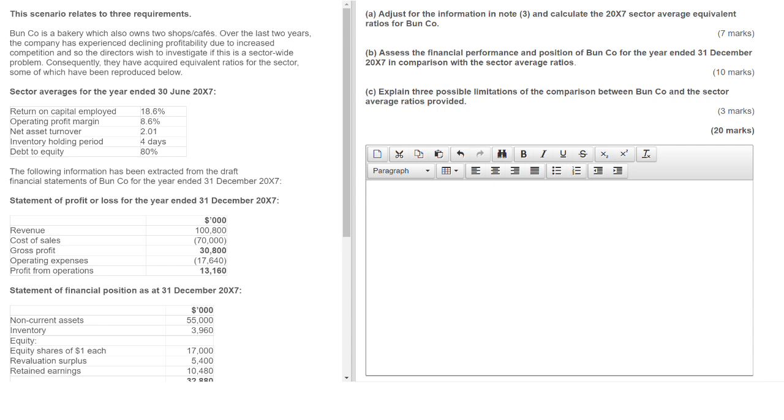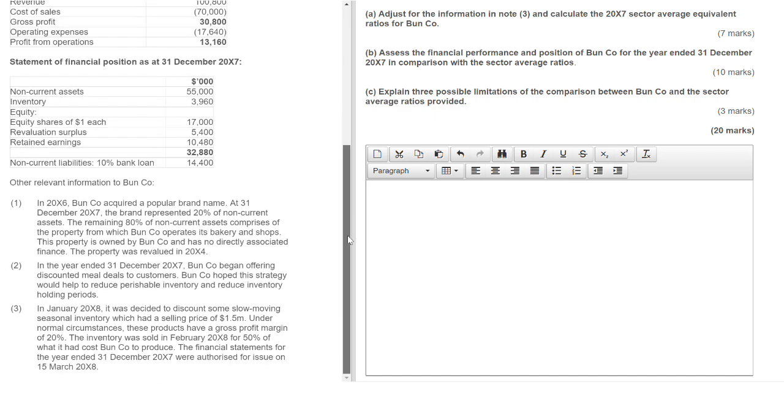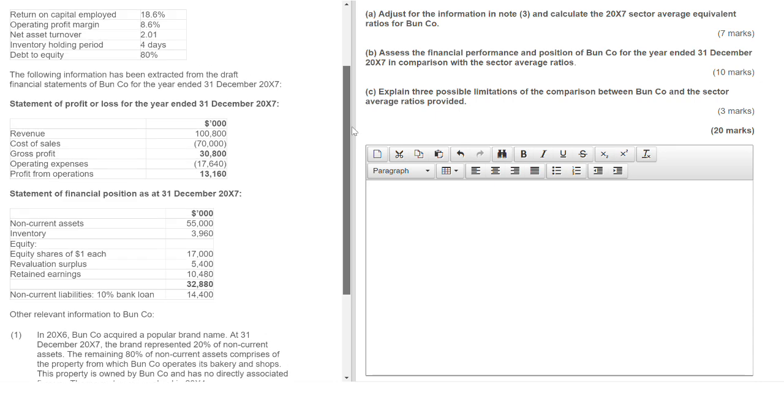Part A effectively is about calculating some ratios, isn't it? But the first point to note is that when you're calculating these ratios, you need to adjust for all of this information that we're given in note 3 down in the bottom left. So, all about some slow moving inventory. Should have been sold at 1.5 million, but was sold at 50% of what it cost. So we'll need to make some adjustments there to our inventory valuation and then calculate the sector average equivalent ratios.